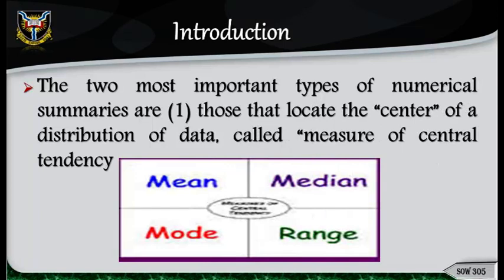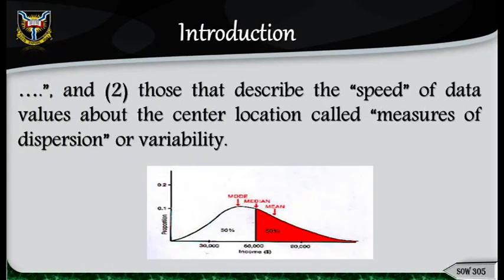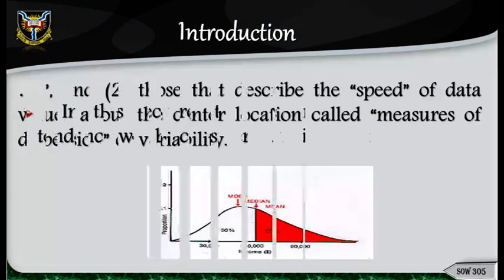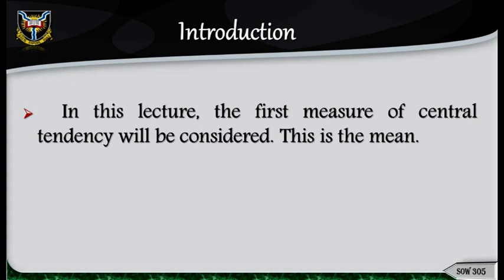The two most important types of numerical summarizers are: 1. Those that locate the center of a distribution of data, called measures of central tendency, and 2. Those that describe the spread of data values about the center location, called measures of dispersion or variability. In this lecture, the first measure of central tendency will be considered. This is the mean.